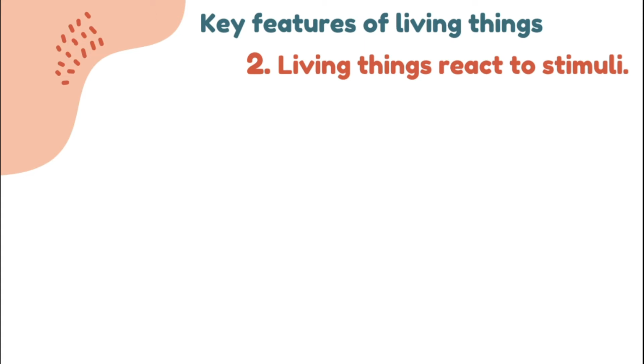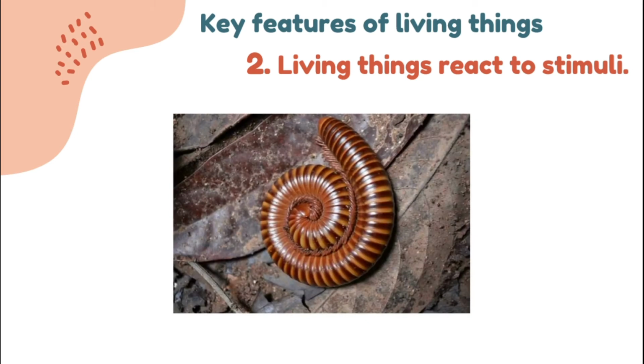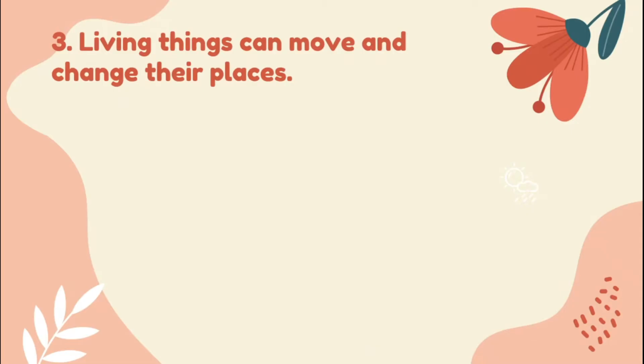And the second key feature of living things, that is living things react to stimuli. What is stimuli? Stimuli is the thing that makes humans, plants or animals respond to it. Like when you see the millipedes, it will curl itself when we touch it, or something touch it, it will curl itself to protect itself.